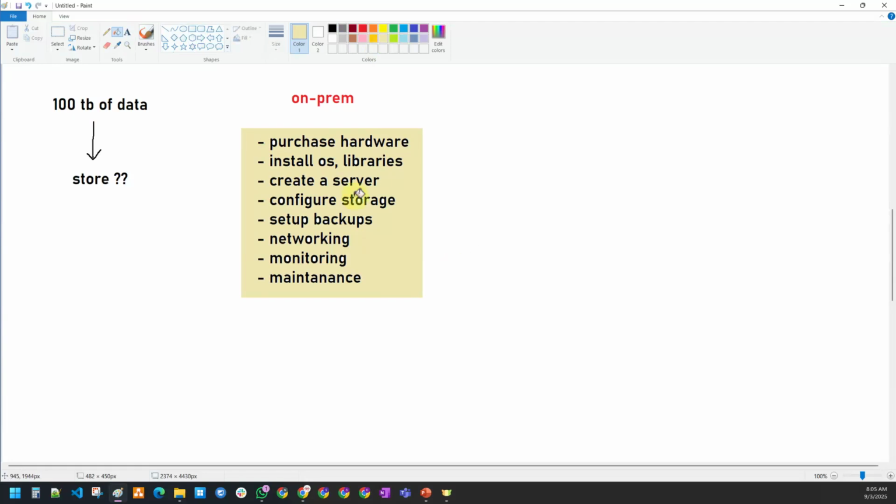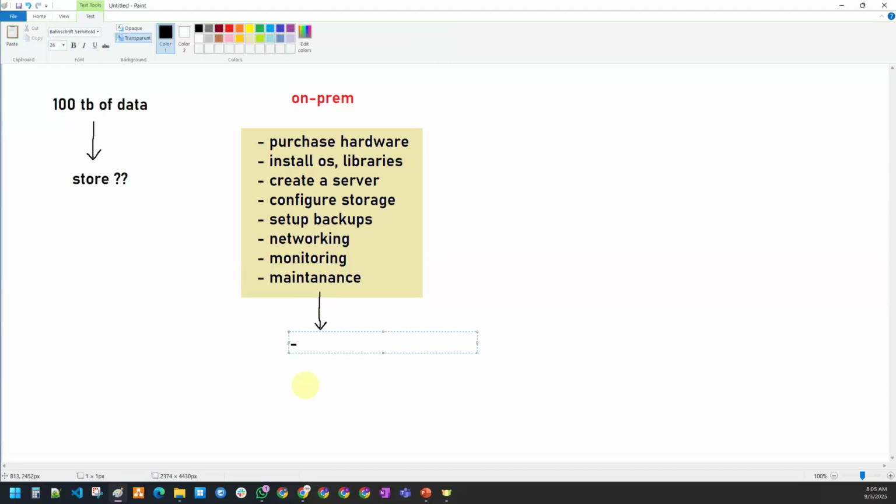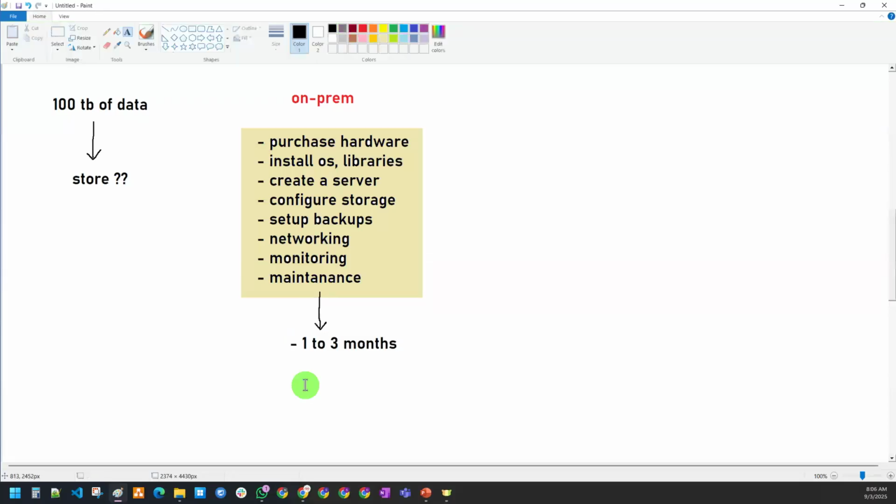Once everything is ready, tell me how much time it could take for everything to be ready. Guess it. Maybe let us just say 1 to 3 months. Okay, so it may take 1 to 3 months, depending on the company and how much hardware you are going to take. It may vary from 1 to 3 months. Now once everything is ready as per the standard, then we go for storing the data. Then we are able to store the 100 terabytes of data.